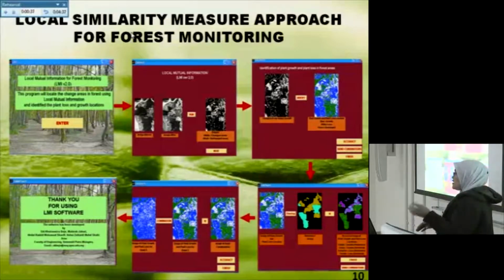Normally this is used in our forest in Matang forestry to detect whether the mangrove area has been cut or not.